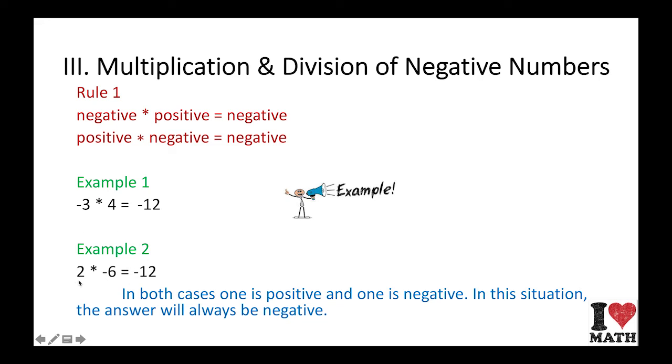And then here we have the positive number times a negative number. You're going to have a negative result as well. So 2 times negative 6, that's going to give you negative 12.